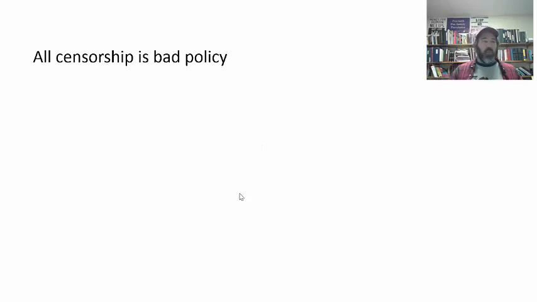So we begin with Mill's primary thesis. Chapter 2 of his larger work on liberty is On the Liberty of Thought and Discussion. And the argument therein is that all censorship is bad policy. This is his initial claim. Now, I've worded it in a very simple kind of way.